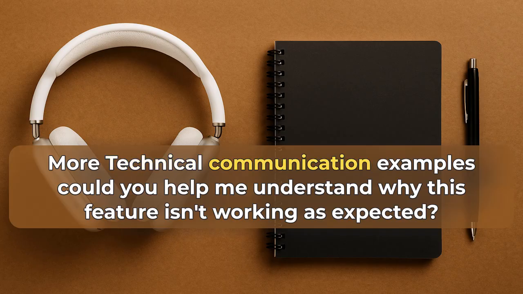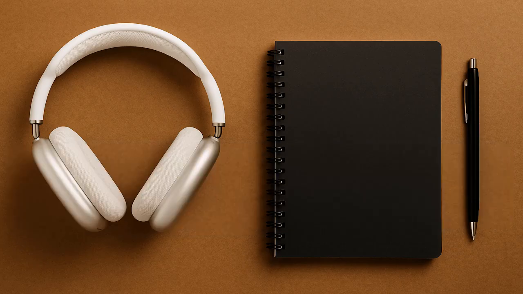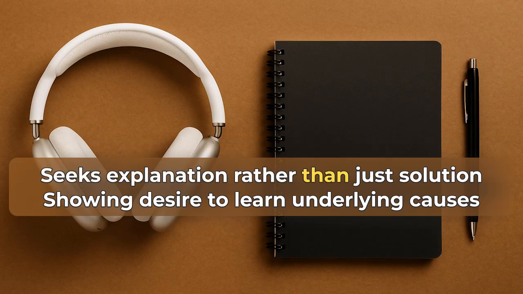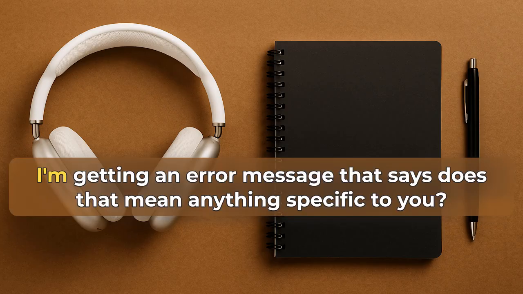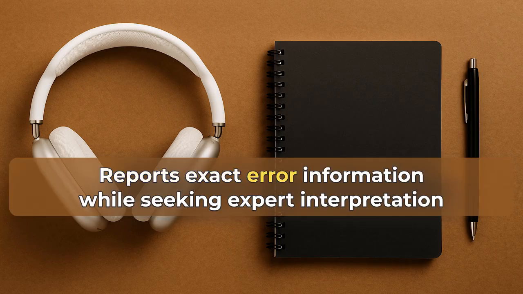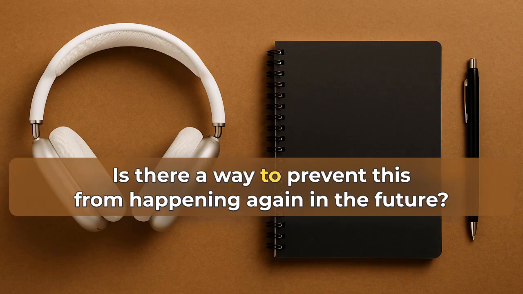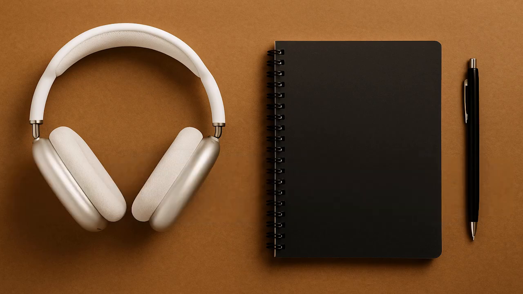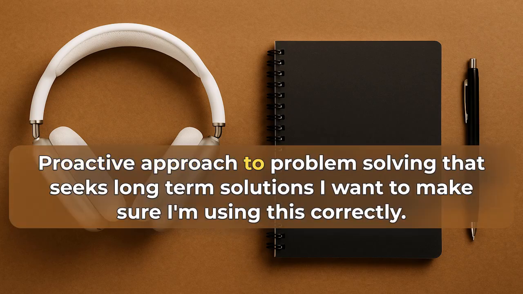More technical communication examples. Could you help me understand why this feature isn't working as expected? Seeks explanation rather than just solution, showing desire to learn underlying causes. I'm getting an error message that says, "Does that mean anything specific to you?" Reports exact error information while seeking expert interpretation. Is there a way to prevent this from happening again in the future? Proactive approach to problem solving that seeks long-term solutions.